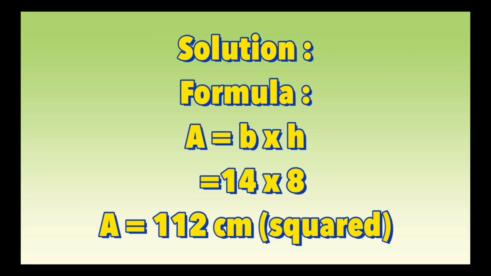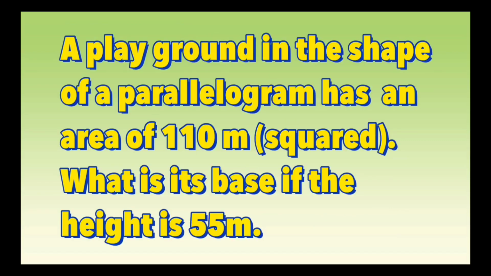Then we have to substitute. The given base is 14 times the given height is 8, and we're going to find the product. 14 times 8 equals 112 square centimeters is the area. Okay, that's the answer for number 1. And number 2 is a problem.